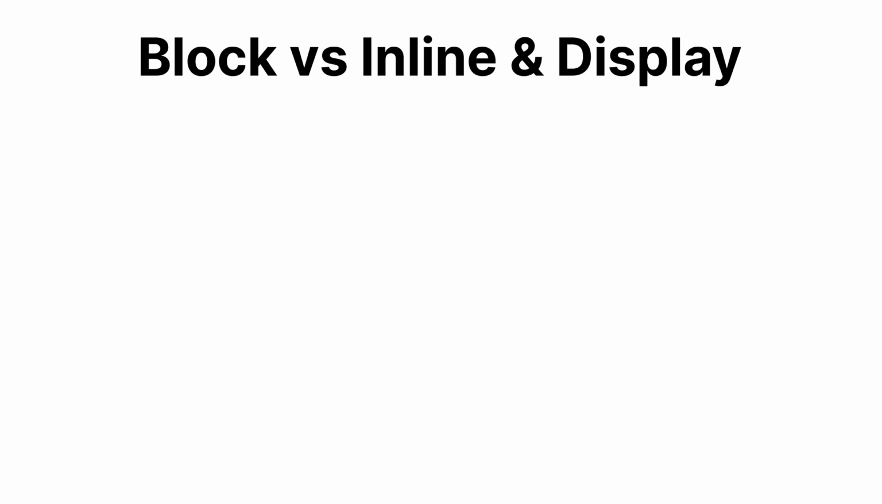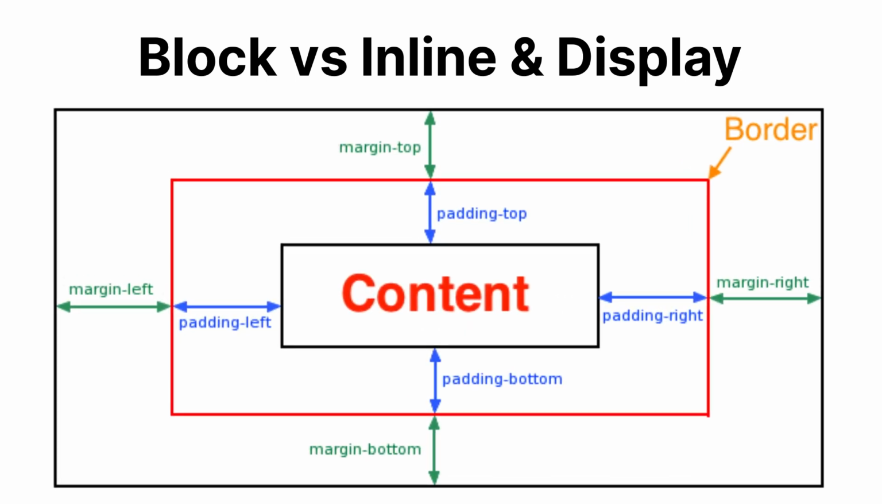Why does this matter? Because the type of element affects how it behaves when you style it with CSS. A block level element will respect width, height, padding, and margin in all directions, but an inline element ignores width and height by default. It only responds to horizontal padding and margins.